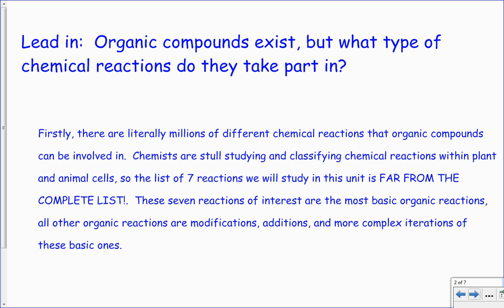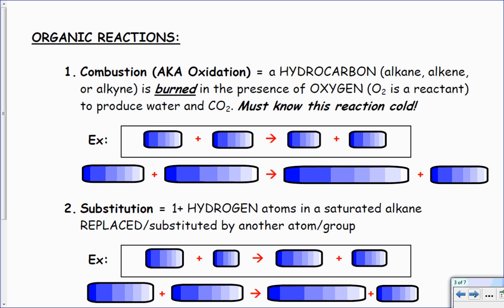And basically what we really need to know is there are 7 major reactions that we need to be able to identify by either the properties of the reactions or the reactants and the products, especially the reactants and the products. What's going in, what's coming out is going to separate our different reactions.